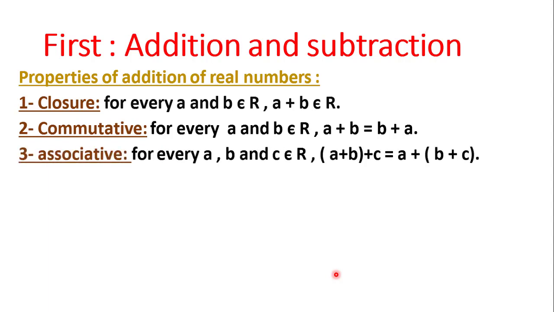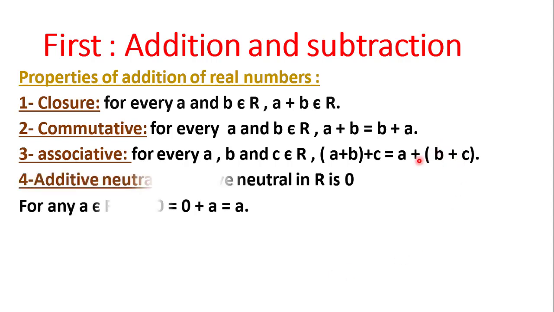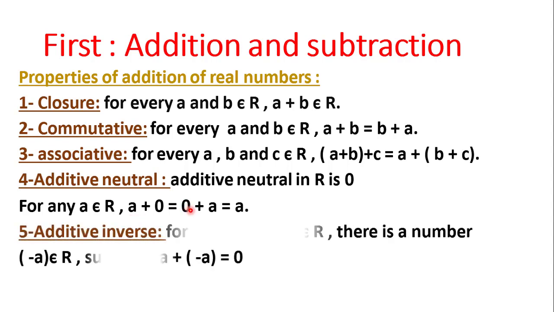Also associative. Associative property means if you have three real numbers, you can add first plus second, then add third, or you can add second and third, then first. Additive neutral or additive identity, as in natural numbers, integers and rational numbers, we have additive neutral, which is 0. So any real number a plus 0 will be 0 plus a, which is the same number a.